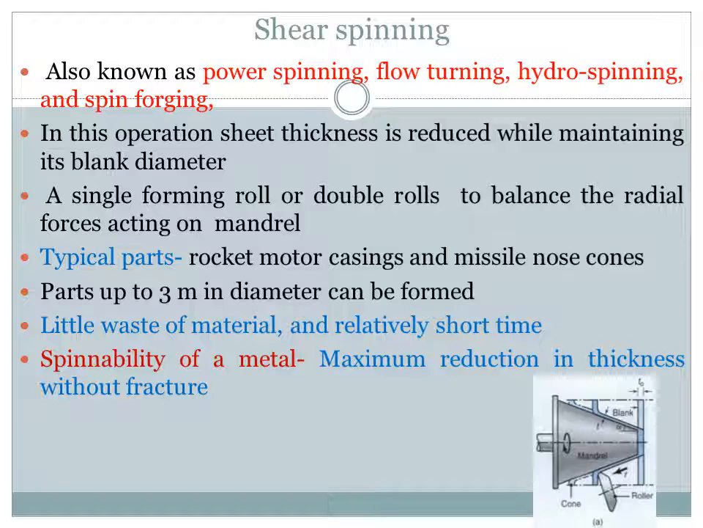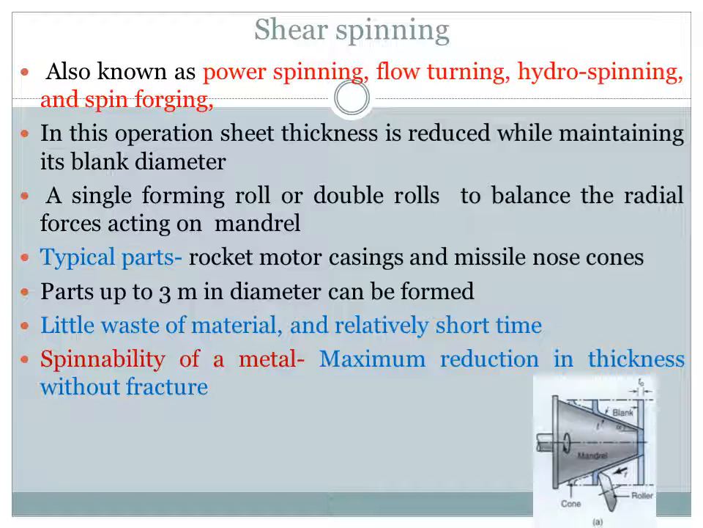A single forming roll or double rolls to balance the radial force acting on the mandrel. And the typical parts produced by this process are rocket motor casings and missile nose cones, and parts up to 3-meter diameter can be formed by this process. There is only very little waste of material and it is a relatively short time process, because the operation is running in the dynamic stage where the material is rotated at a high speed and the tool is moving with a high feed rate. So the time taken for producing a component with this process is comparatively low.